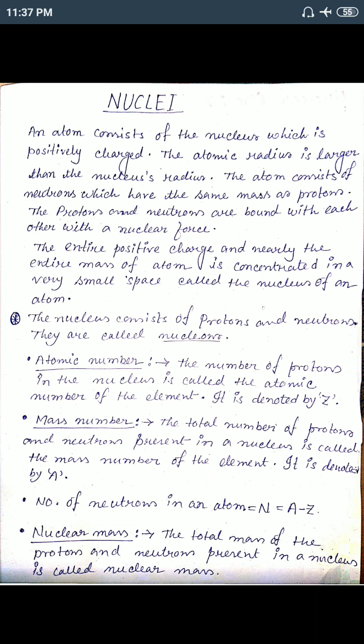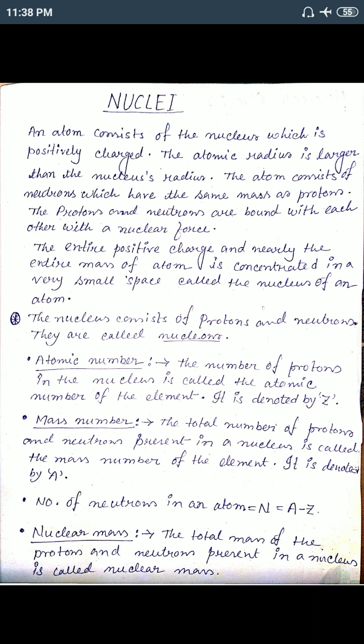Okay. Now, before we discuss in detail, first of all, we have to have an idea about the atomic number, mass number, and nuclear mass. Atomic number is the number of protons in the nucleus. The number of protons present inside the nucleus is called the atomic number, and this atomic number is denoted by capital Z.